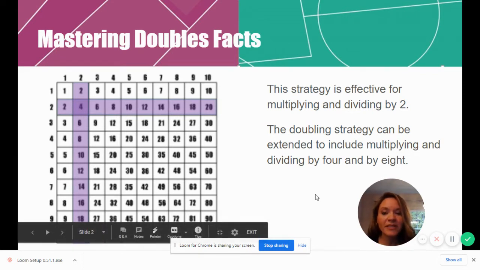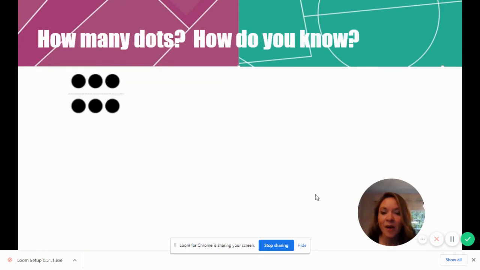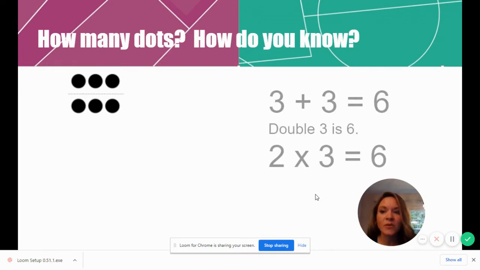I'm going to show you a series of dot images over the next few pages, and I want you to figure out how many dots there are and how you know. Ready? Let's begin. How many dots? How do you know? Here we see 2 rows with 3 dots in each row. The addition fact we might think of is 3 plus 3 equals 6, or double 3 equals 6. We can also think about this as 2 times 3 equals 6.